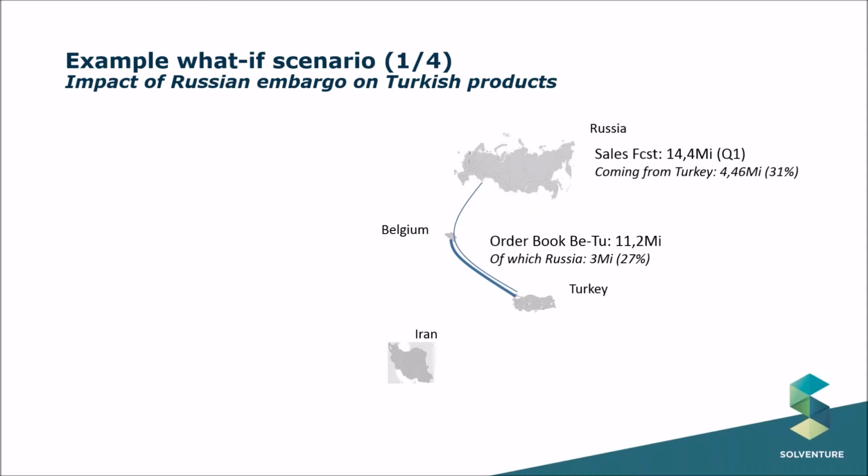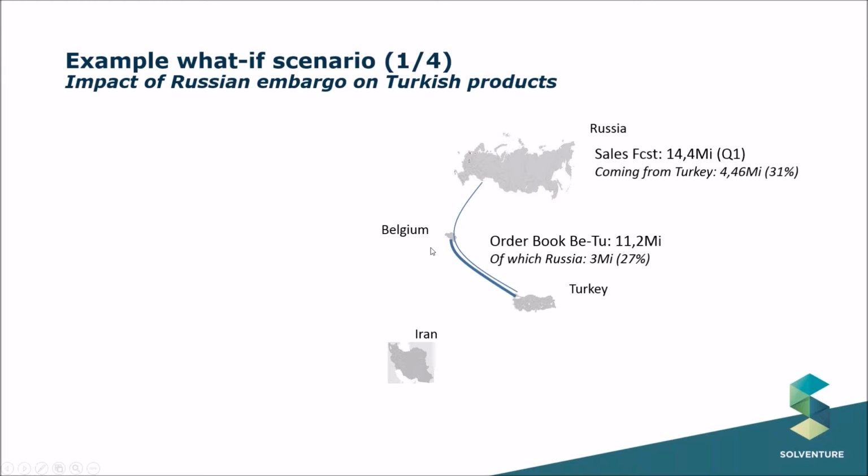In any case, it posed a big challenge for that company because if you look at the sales forecast for, let's say, the next quarter, the figure is 40.4, and about 31% is coming from products produced in Turkey. So we have a big issue there, because if this embargo is really executed, then you have a 30% risk on the top line in Russia.